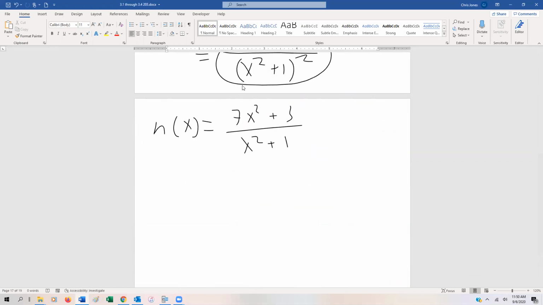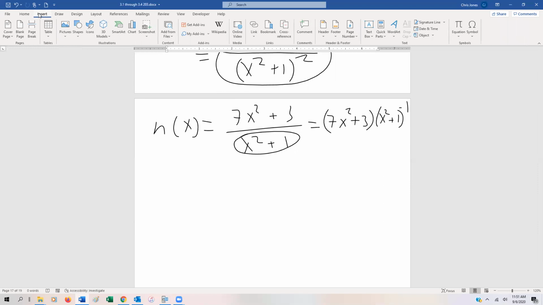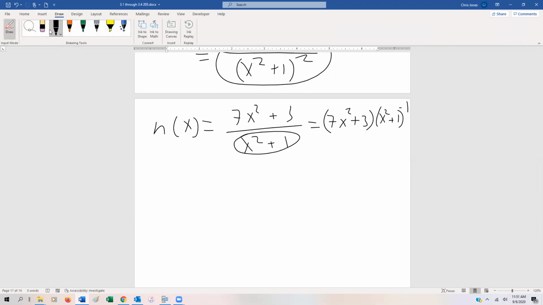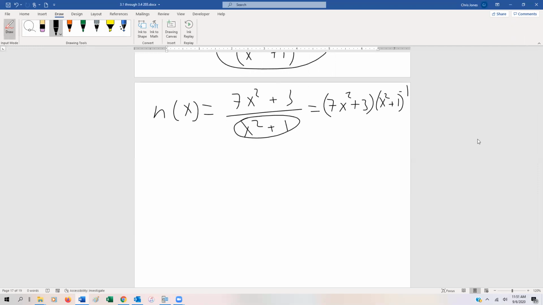What if we thought of it like this? Remember that trick that we can turn a denominator into a negative exponent? So what if we thought of it like 7x squared plus 3 times x squared plus 1 to the negative 1 power? And it would turn it into a product rule. And you might be thinking, well, why would I want to do that? I mean, I have a quotient rule, and it works really nicely. But there are going to be times where this does help you. This isn't one of them, but I want to illustrate that you can get the same solution.